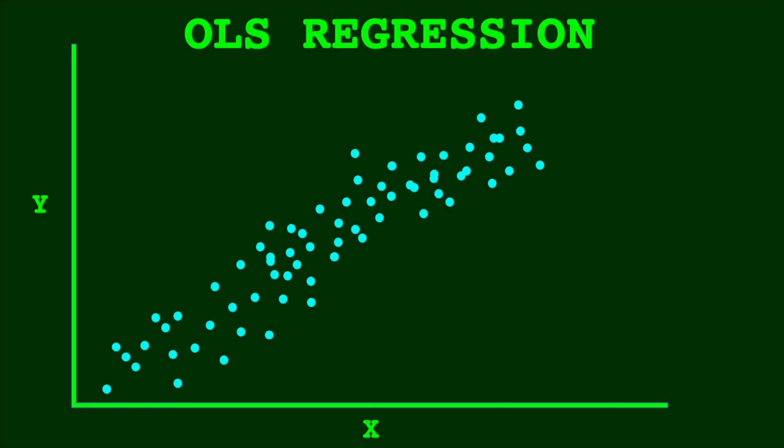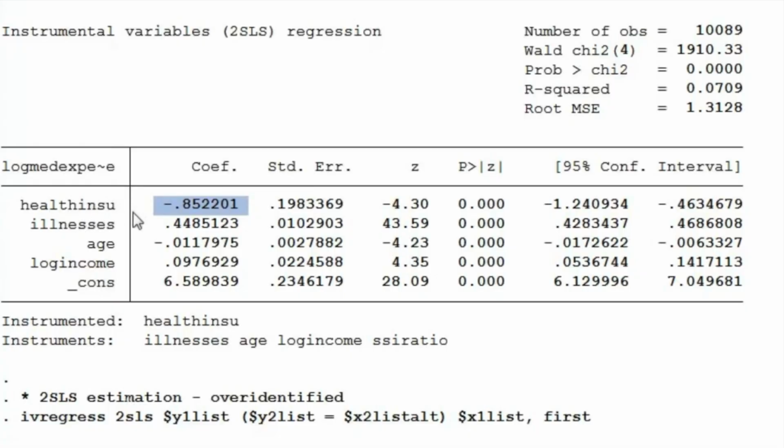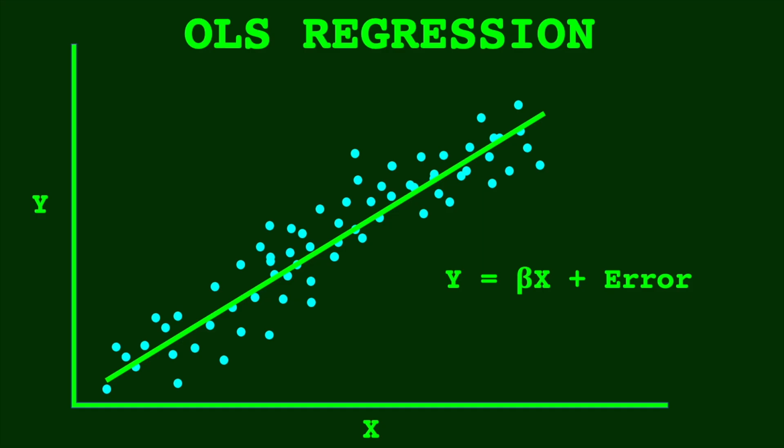Regression analysis is incredible because it's so interpretable. You can get the coefficients on your different features and interpret them in a meaningful way. So here, if you have health insurance, you will have 85.2% lower medical expenses. Perhaps the most common regression is OLS regression, ordinary least squares.